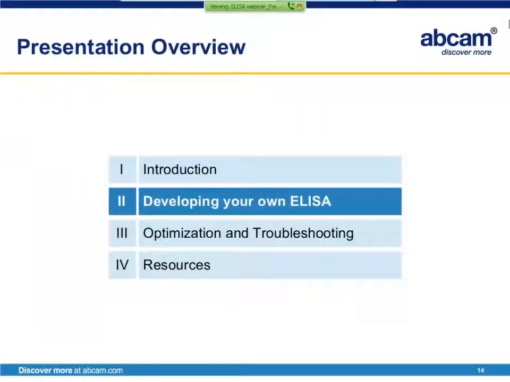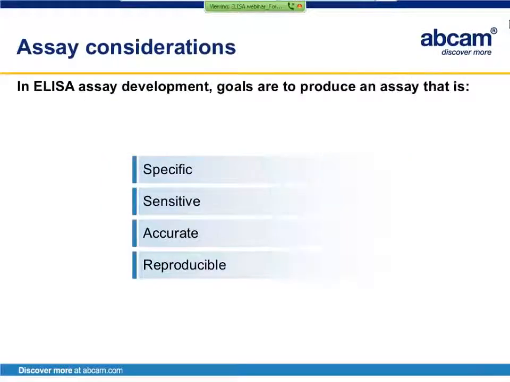Now let's assume, after these considerations, you decided to develop your own ELISA. In the following section, we will discuss developing your own ELISA in more depth. Four important aspects to keep in mind when developing an ELISA assay are to ensure the assay is specific, sensitive, accurate, and reproducible.